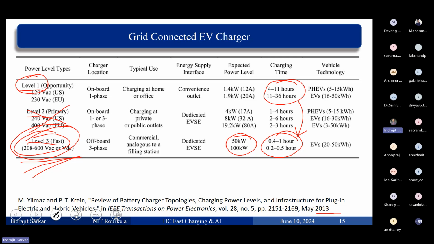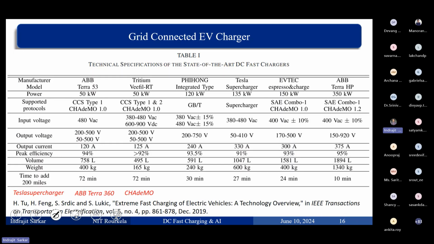Okay, now let's see how the different companies are going to provide the DC fast charging power level. So here you see, ABB is providing DC fast charging of 350 kilowatt. Links are here. If I click, it will go to it, but to save time, I am not going. But there is not a huge difference. Here you see the charging power level is 350 kilowatt.